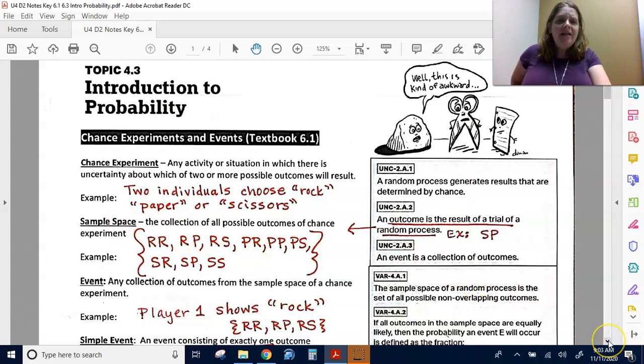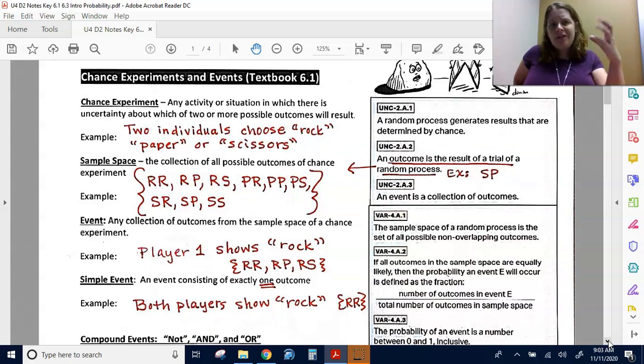And an event is basically anything you would do that would count. It's sort of like a subset of the sample space. So it's some sort of collection of outcomes that we might be interested in. For example, what are all the possible outcomes where player one shows rock? So that would be rock, rock, rock, paper, rock, scissors.